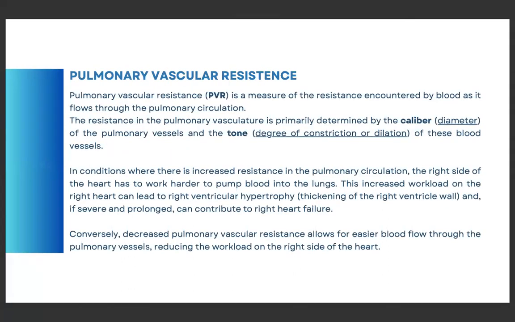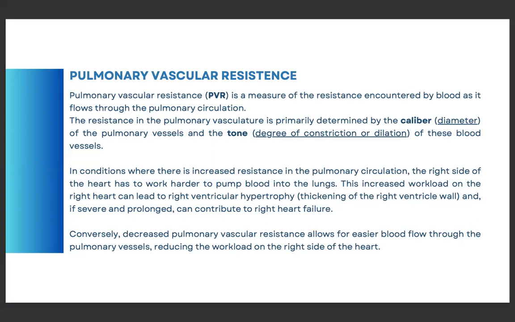So now we will get a general picture of what pulmonary vascular resistance is. Pulmonary vascular resistance is the measure of the resistance encountered by blood as it flows through the pulmonary circulation. The resistance in the pulmonary vasculature is primarily determined by the caliber, which is the diameter of the pulmonary vessels, and the tone, which is the degree of constriction or dilation of these blood vessels. So at its core, the resistance is influenced by two key factors, the caliber and the tone.